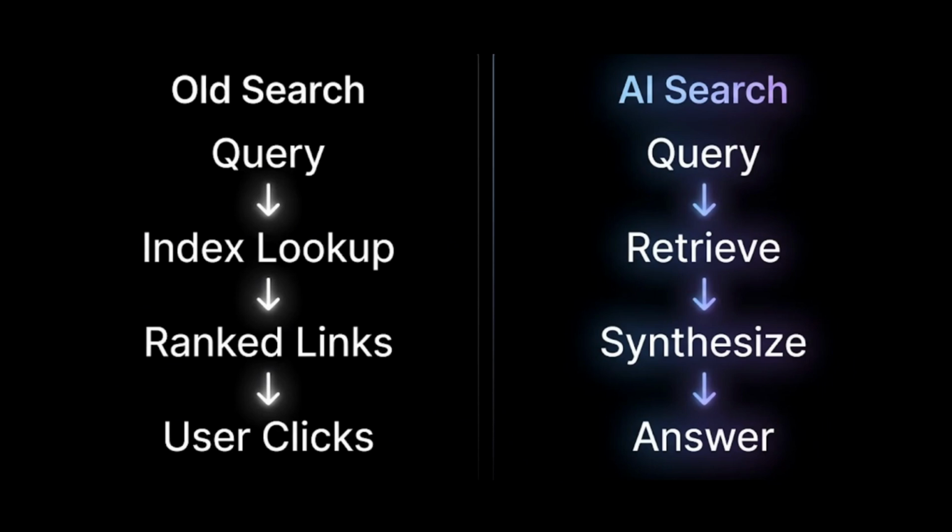Traditional search, where Google's original model is basically an extremely well-tuned index. You type something, it does a lookup, ranks pages using PageRank and a bunch of other signals, and gives you a list. Your job was to click around and find the answer yourself.